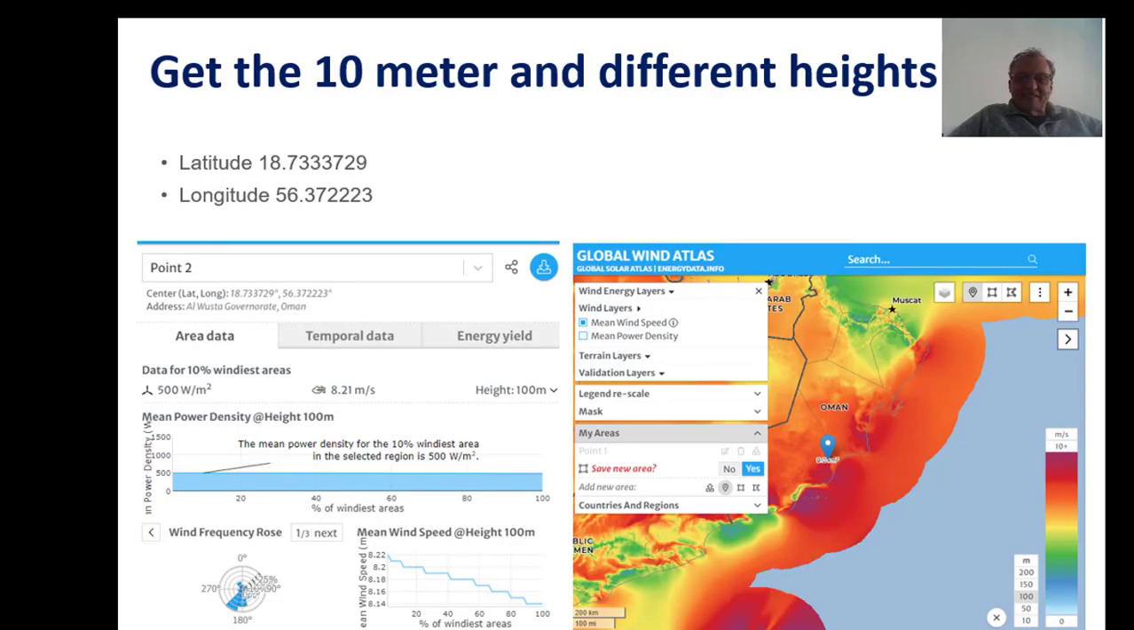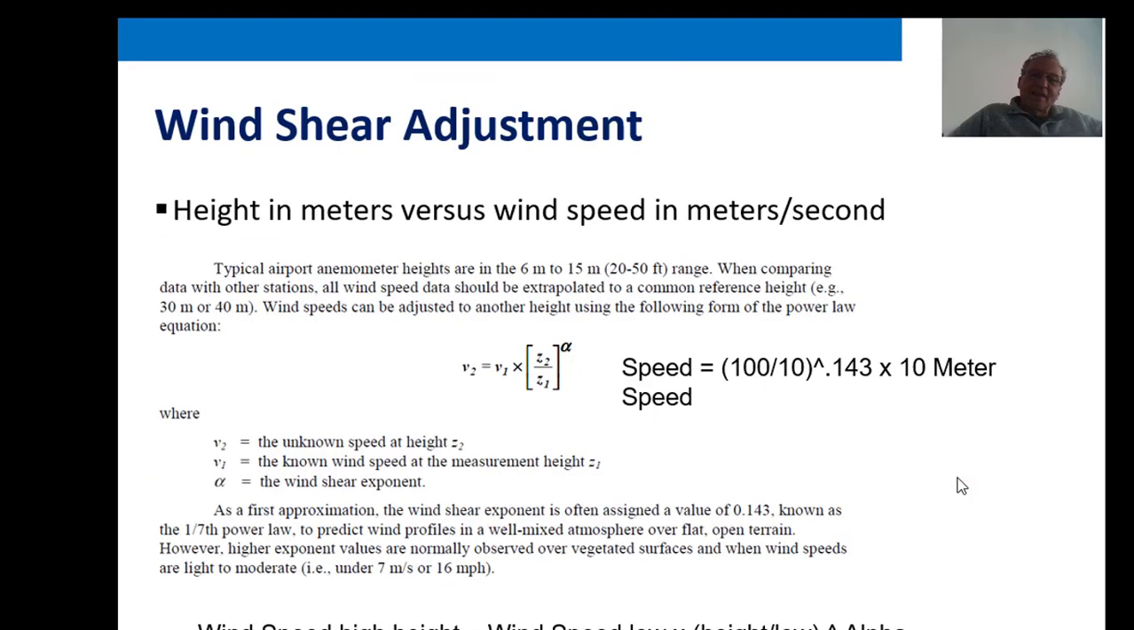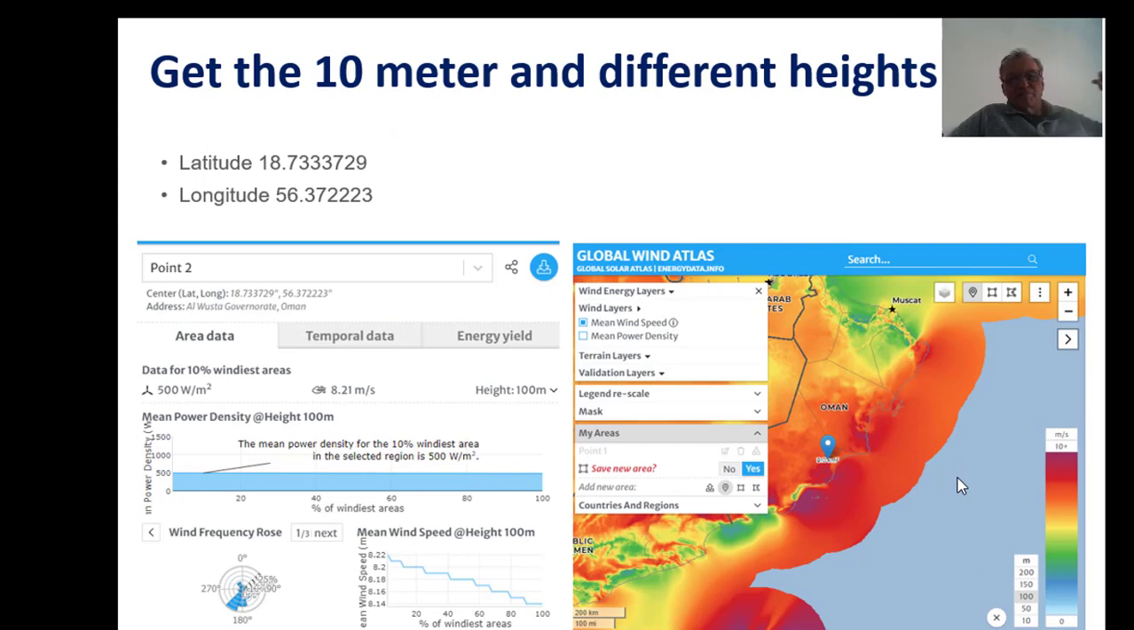So here's what I did. It took me a long time to do this. I found a place in Oman. And this was at 100 meters, and they said 8.21 meters per second, plus it's really sunny in Oman, plus it's near the ocean. What a wonderful place to see if we can be a little competitive with a green hydrogen project, okay? And then the problem is that's at 100 meters.